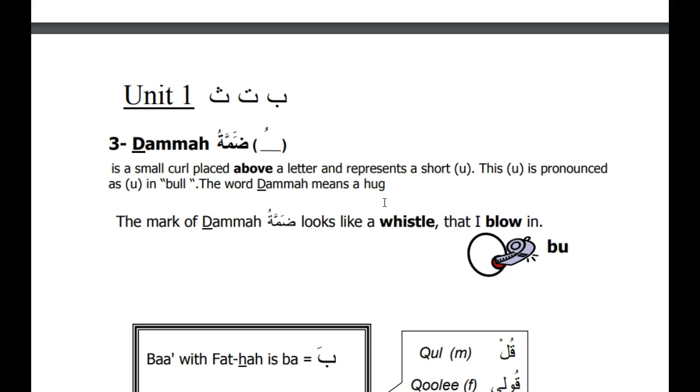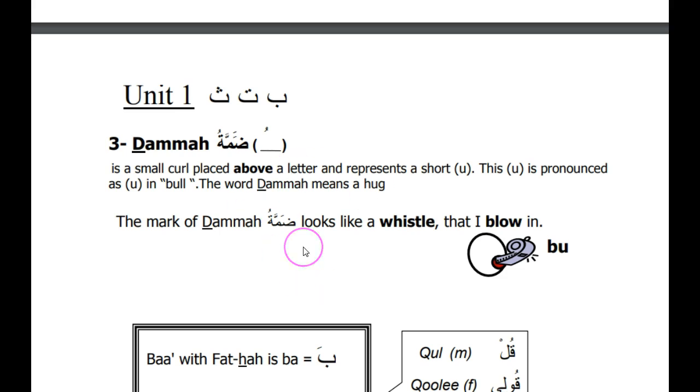like a word in Spanish, tú, which means you, tú. It's a very clear u. It's not like o or you, it's u. The word damma means a hut, maybe because of the shape of the symbol. Damma looks like a whistle that I blow in. It also looks like a 9, kind of. And when it's with ba, it sounds bu, bu.